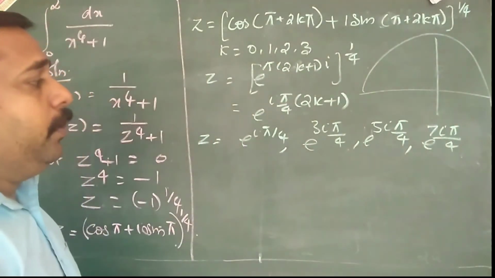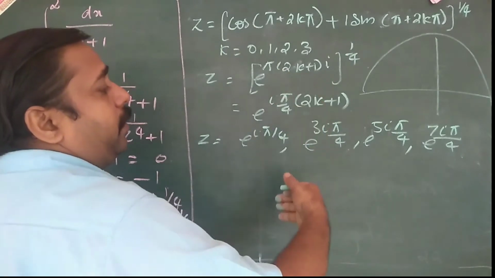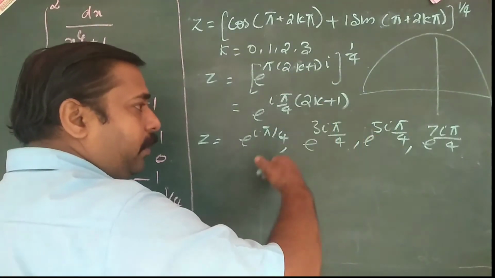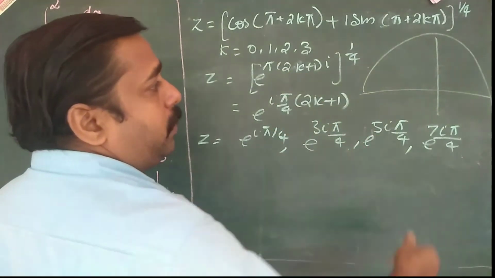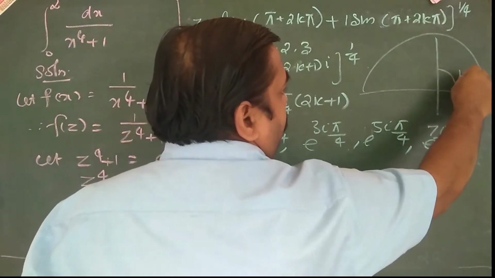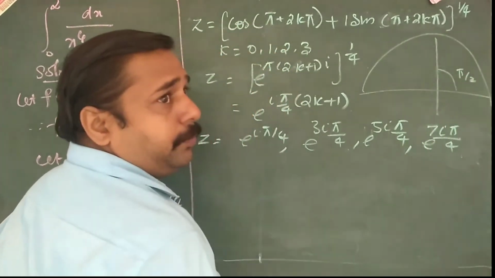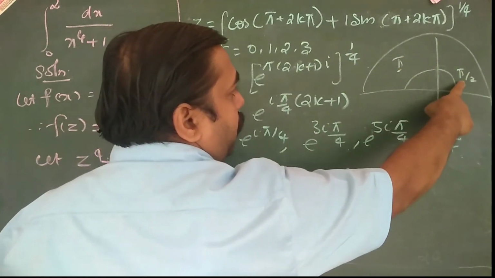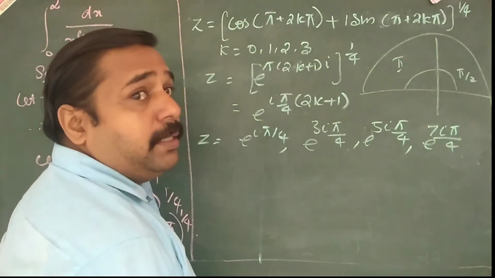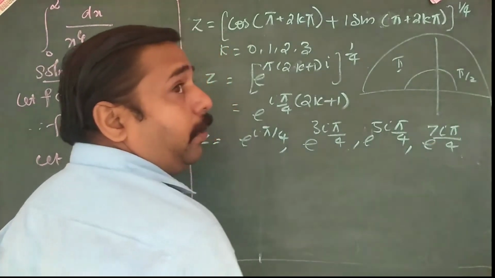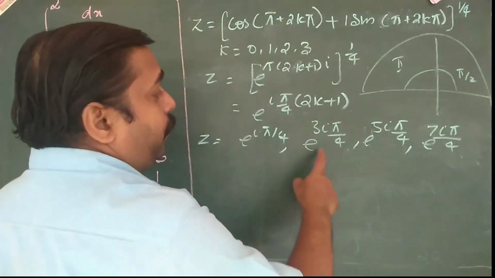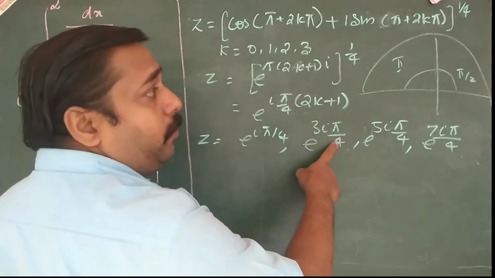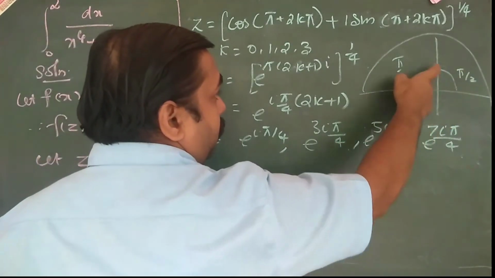So, how will you check which one lies inside and which one lies outside? This is pi by 2 up to here, then up to pi. So the region from pi by 2 to pi lies inside, and the remaining lies fully outside. The meaning is, if the coefficient, 3 by 4, is less than 1, it lies here.